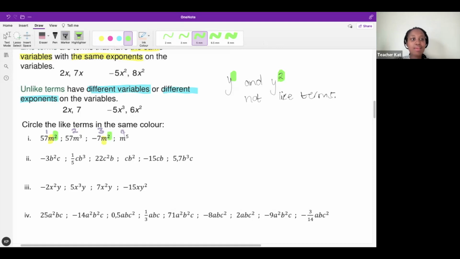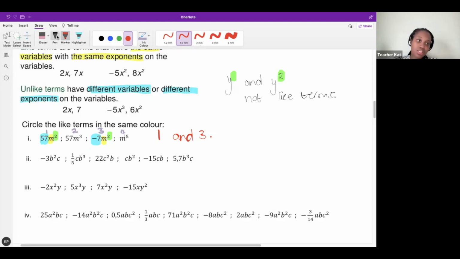Did we say anything about the coefficients when we spoke about like terms? Remember, the coefficients are the numbers in front, these ones. We did not say anything about coefficients, so it does not matter what the coefficient is. You look at my variable and my exponent. And in this case, the only two with the same variable and exponent is 1 and 3.